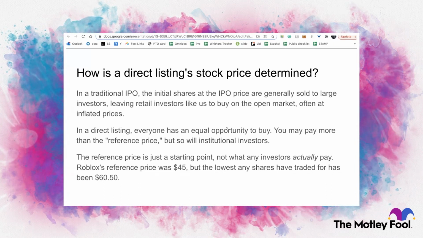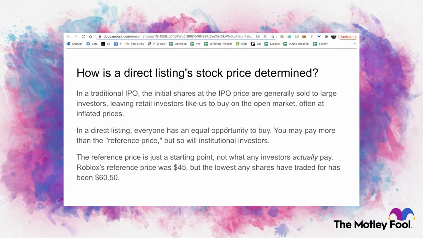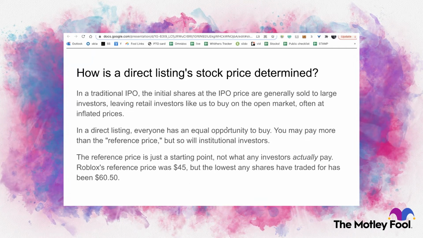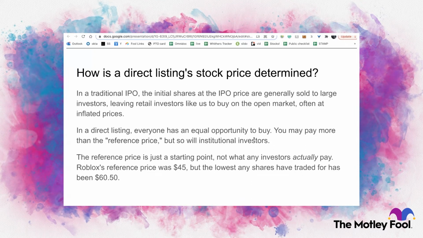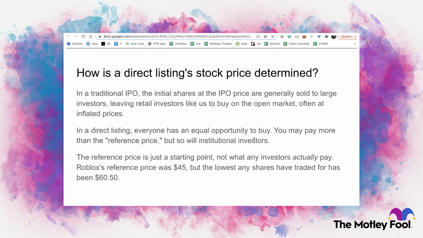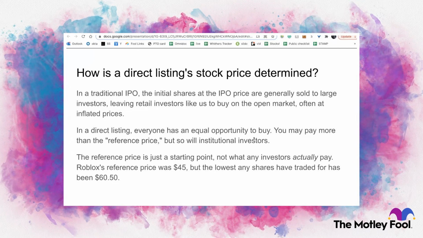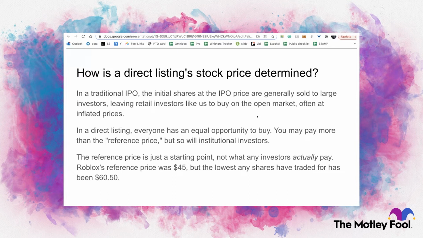The lowest Roblox shares have actually traded for on the public market since it went public yesterday has been $60.50. So the reference price is just kind of a starting point for an auction, in other words. Think of it as what the market makers are putting out there, kind of like an auctioneer. As supply and demand dictates, it usually goes up from there. By the time Roblox actually opened, it was in the 60s. So nobody paid $45 for it, not the big investors, not retail investors.